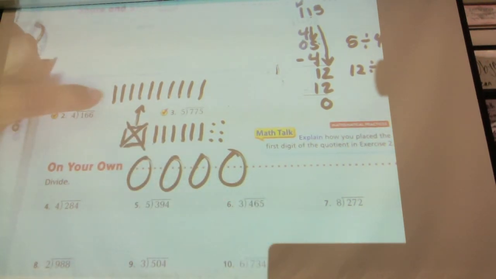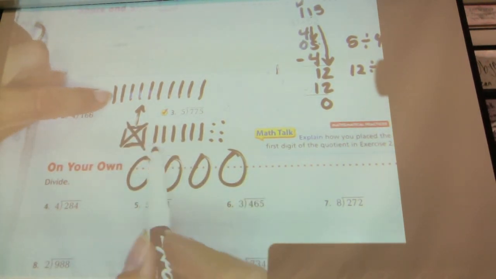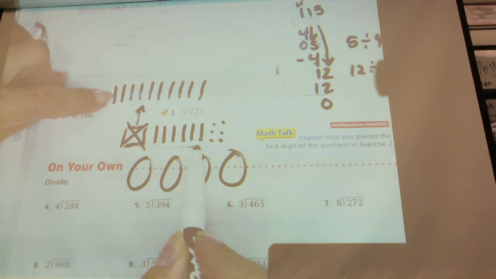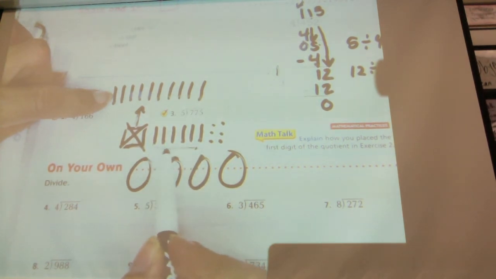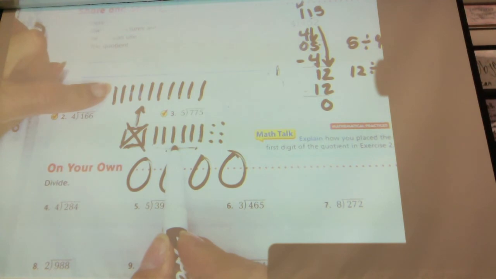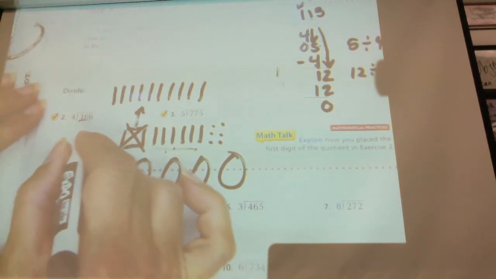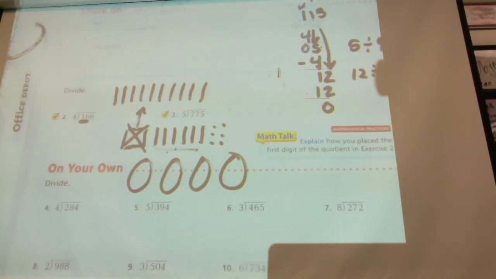How many 10 sticks do I have up here? 10. How many do I have down here? 4. No. 6. 6. What is 10 plus 6? 16. Oh, look at that. It tells me right there. I didn't even have to do all that. I have 16 10 sticks.